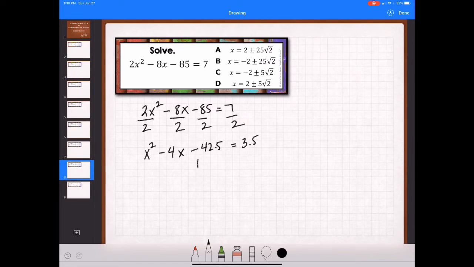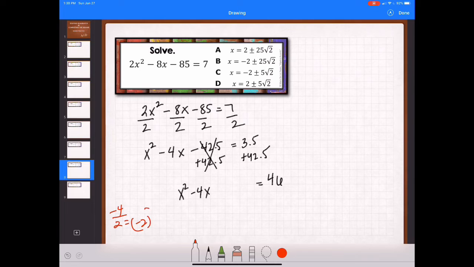Okay, so now I need to add 42.5 to both sides. Right here. X squared minus 4x, leave a space, and this is going to give you 46. Great, so now with the decimal gone, we don't have to worry about that. We can complete the square. Negative 4 divided by 2 is negative 2. Squared is positive 4. Add 4 to both sides. So now I have x squared minus 4x plus 4 equals 50. Write it in factored form. And now I can take the square root.